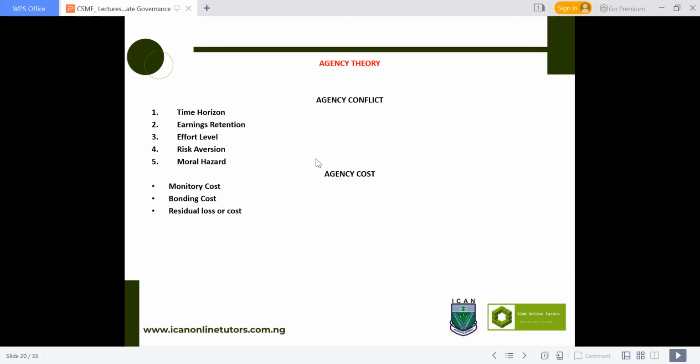Earnings retention is that the agent, the director can decide not to pay dividend, but the shareholder will always like to receive dividend. So you can see there's a problem now. The director has the power to declare dividend. What the shareholder will just do is the approval. If the director says we are not paying dividend, as the shareholder, there's nothing you can do.